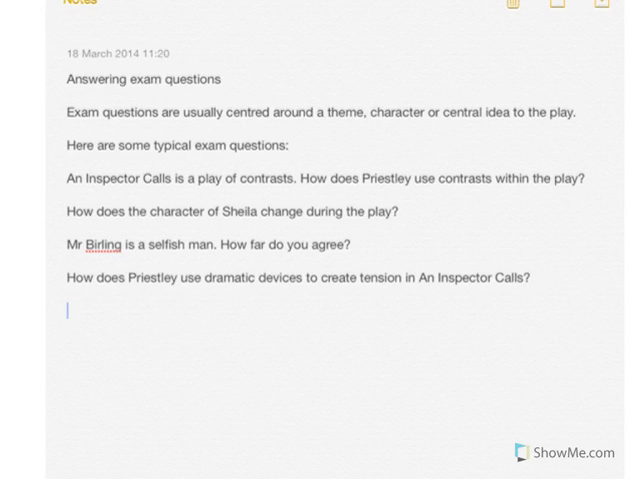Right, so this is looking at how to answer an exam question on An Inspector Calls. As you can see, they're usually centred around a theme, character or a central idea to the play, and some typical exam questions are listed below. The exam question that we're going to focus on is: how does Priestley use dramatic devices to create tension in An Inspector Calls?